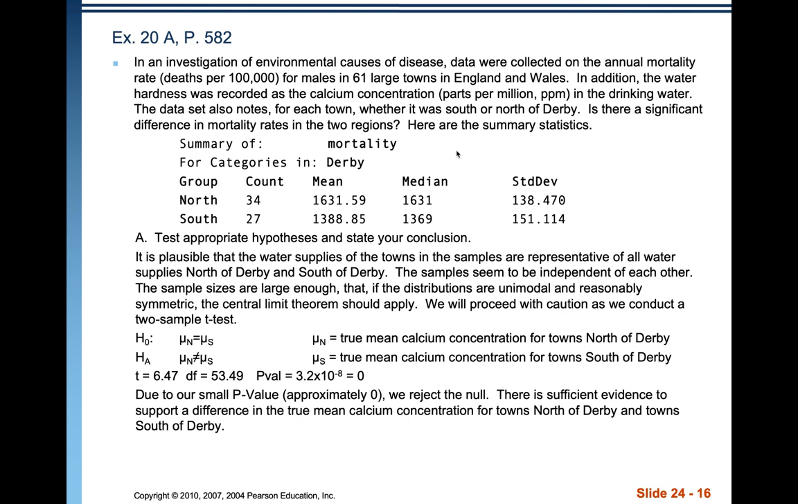So anytime you have a number there that's larger than 1, look, and it is going to be multiplied by 10 to some negative power. And when you consider the whole of the number there, it's close to 0. Due to our small p-value, approximately 0, we reject the null. There is sufficient evidence to support a difference in the true mean calcium concentration for towns north of Derby and towns south of Derby. Okay, that's it.